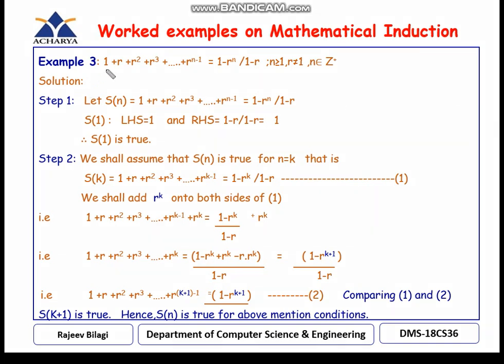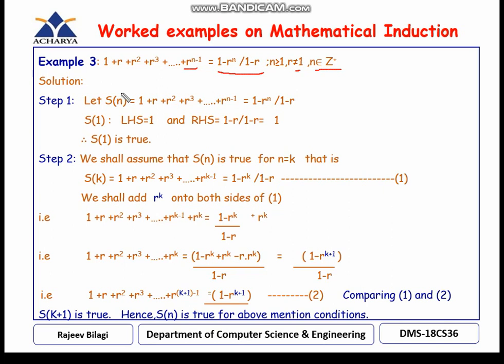The third problem states: 1 plus r square plus r cube till r to the power of n minus 1 equals 1 minus r to the power of n divided by 1 minus r, where n is greater than or equal to 1 and r is not equal to 1. Okay, and all n belongs to Z plus. So this is the particular problem.